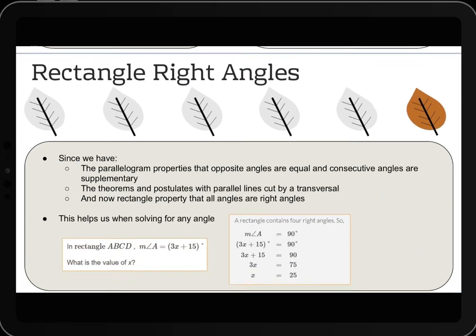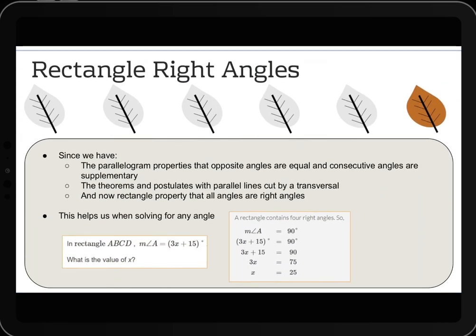So rectangle right angles, right? We know that an angle at a vertex of a rectangle is 90 degrees, so if we have a particular expression for that angle, we can substitute that in right here and solve for the variable x to find the value of x that makes that so.